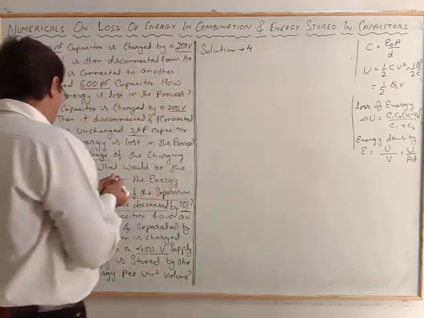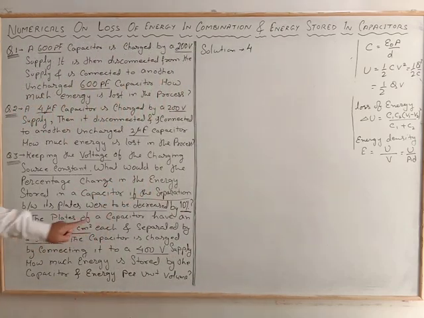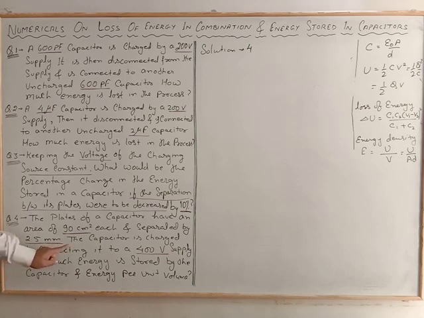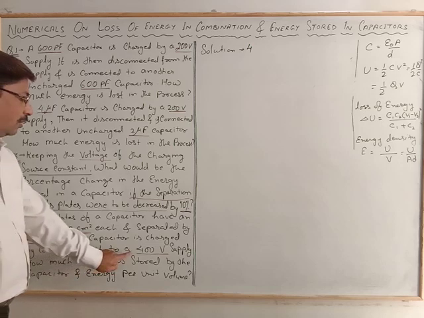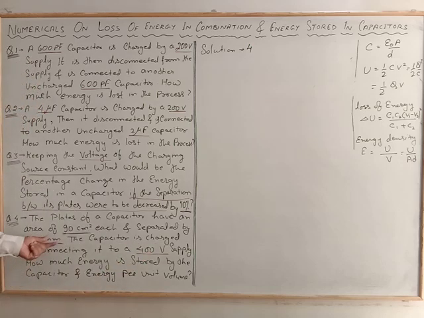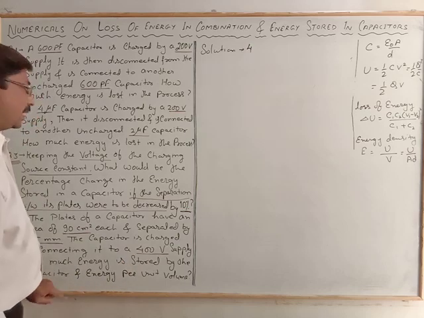Now the plates of the capacitor have an area of 90 centimeter square each. Means the area of both the plates is the same, 90 centimeter square, and the separation is 2.5 mm, means the distance between the plates is 2.5 mm. The capacitor is charged by connecting it to a 400 volt supply. Everything is given here. How much energy is stored in this capacitor?